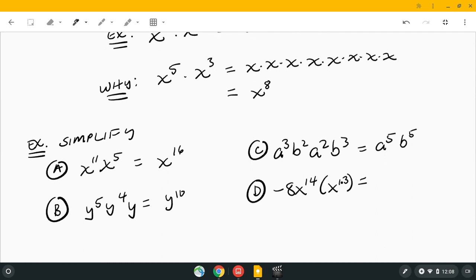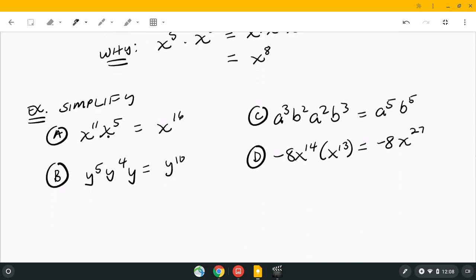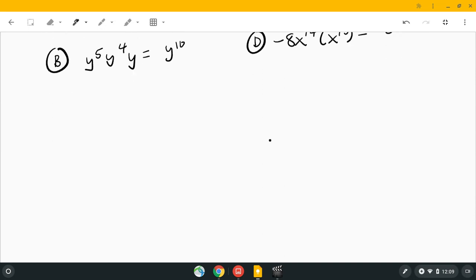And here I can use it with the x's. So the negative 8 will just come along. And here, if I use the product rule for the x's, I get x to the 27th. All right, very good. So that's the product rule. If you have like bases, you can add the exponents, and we can see why. Okay. All right. So that one is pretty intuitive.